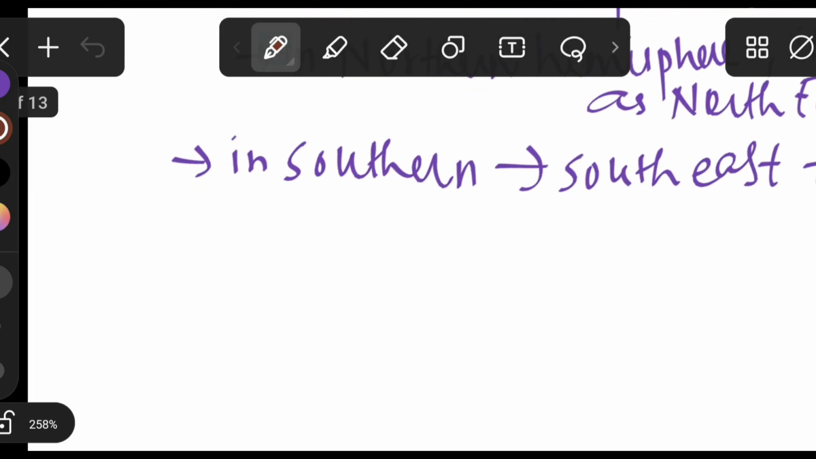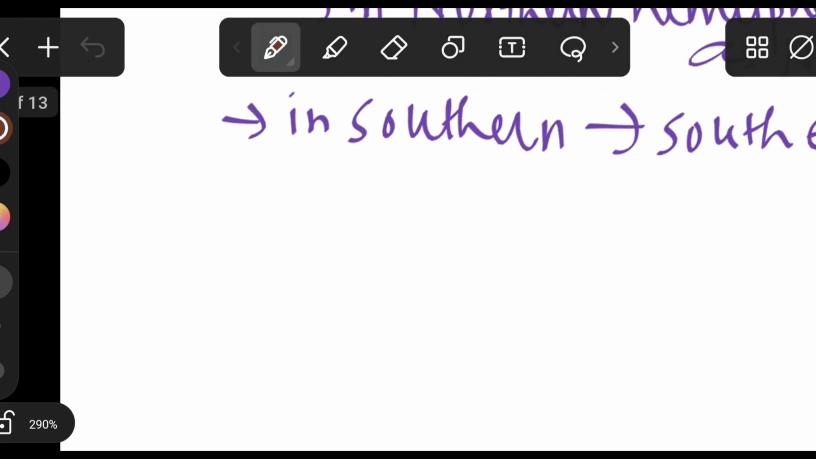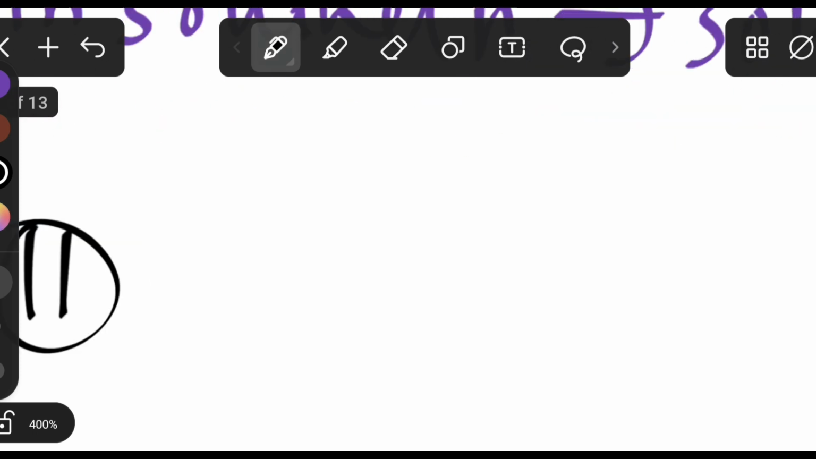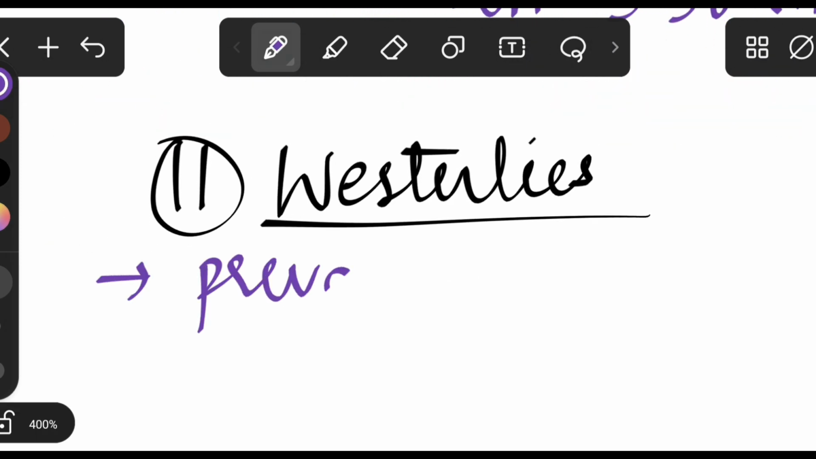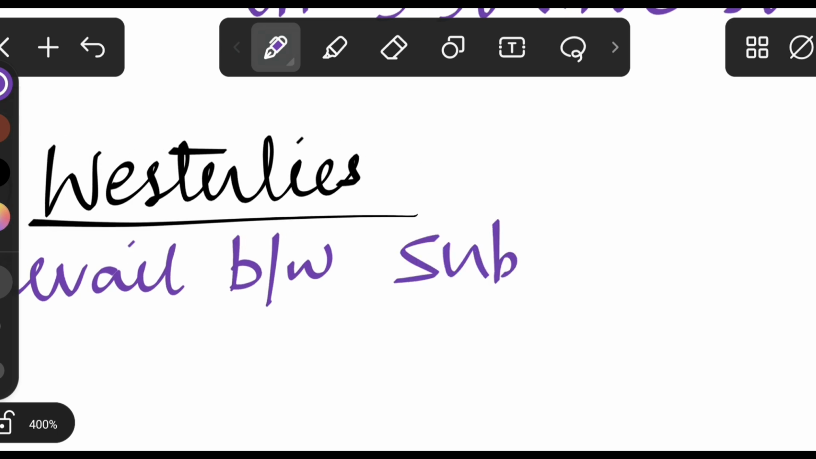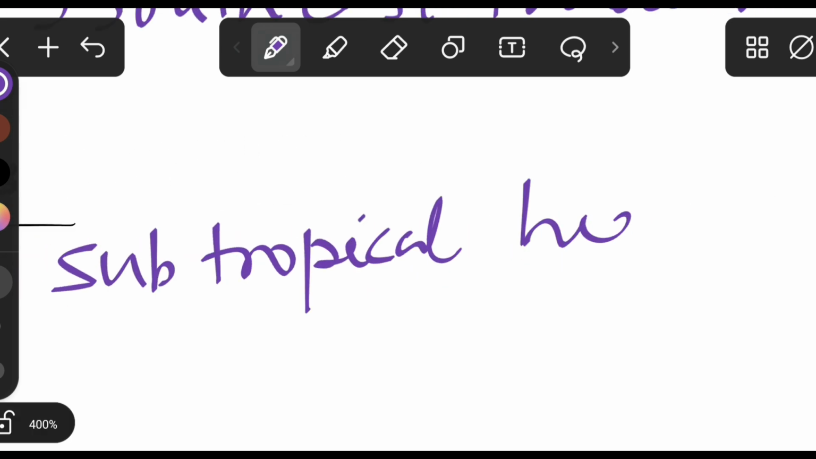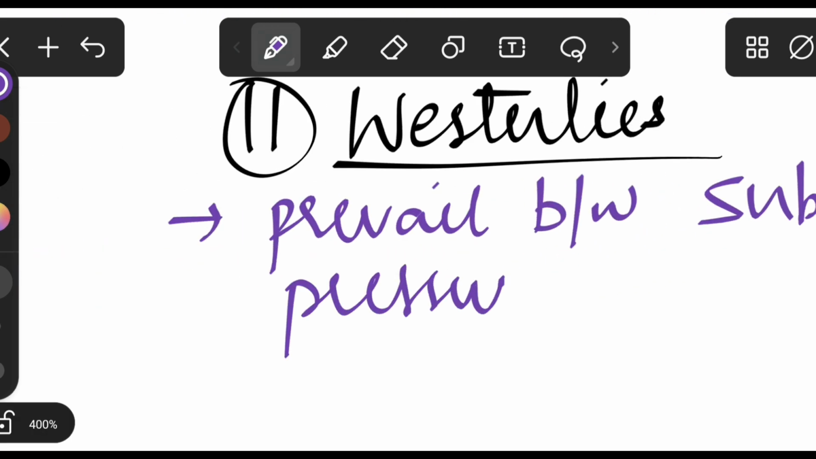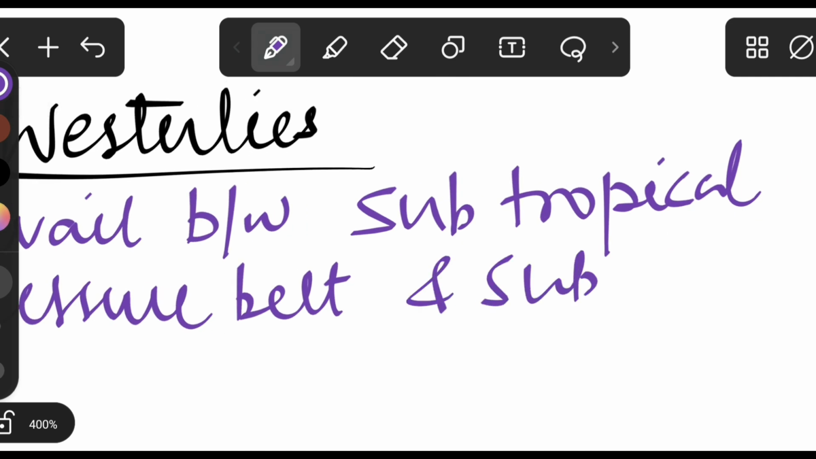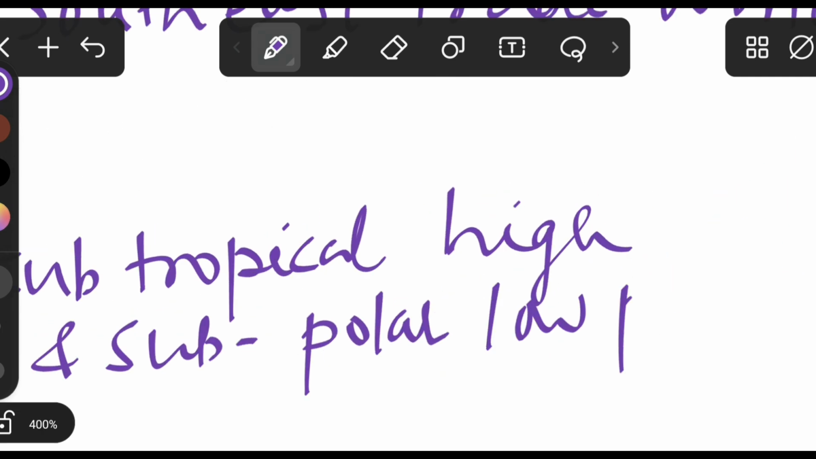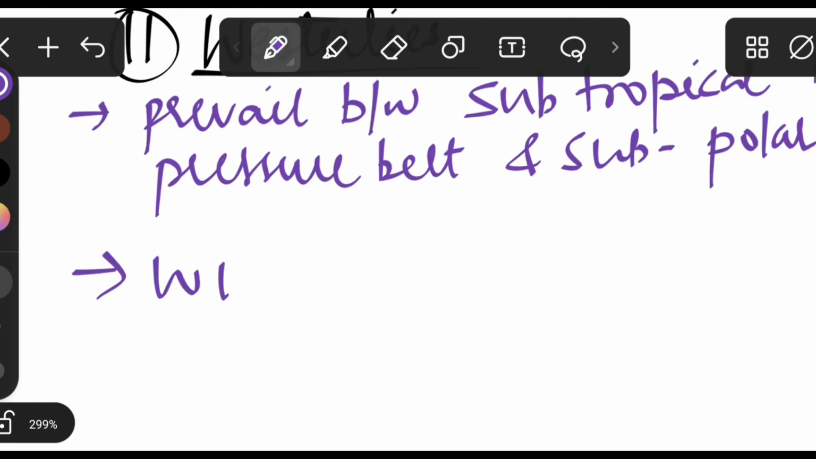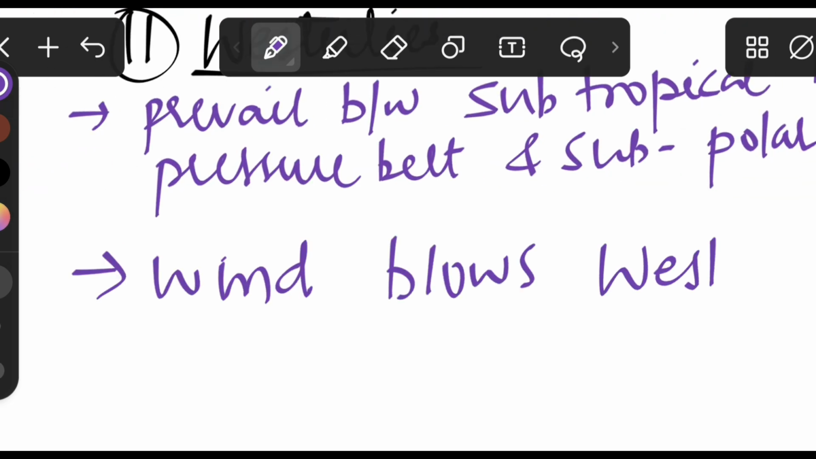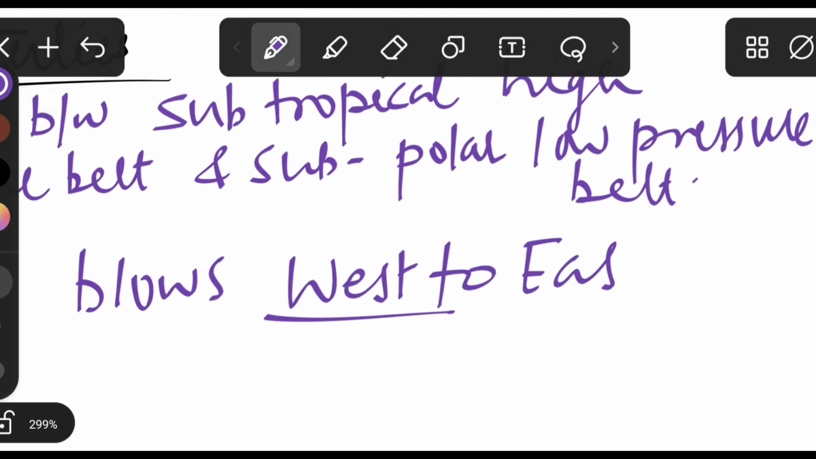Now the second type of global wind is westerlies, and these are between the subtropical high pressure belt and the subpolar low pressure belt in both hemispheres. These winds blow from west to east, so the name is westerlies. Westerlies in the southern hemisphere are very strong due to the absence of landmass. There is no friction.